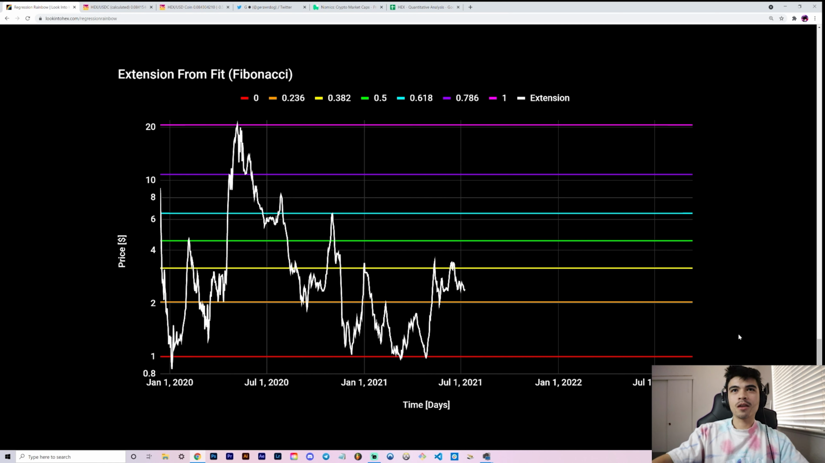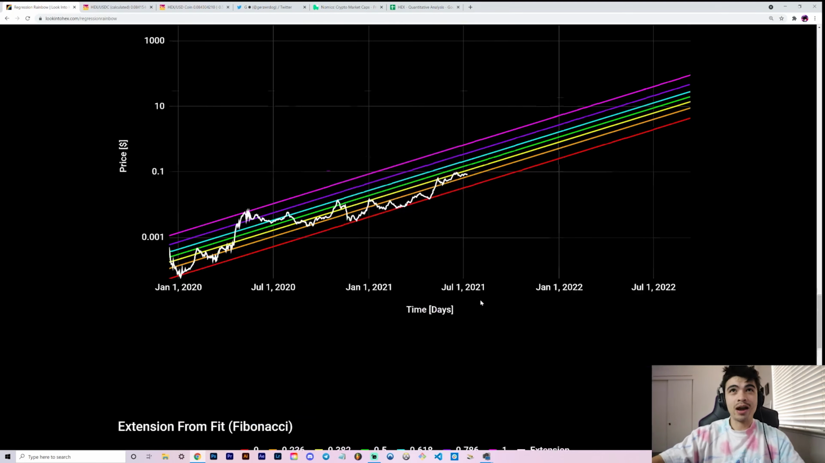But yeah, I think this looks good. Again, I've said this many times that as long as we're between orange and yellow, I think we're pretty much still on track. I don't think anything really exciting is left to be said, other than now we wait.